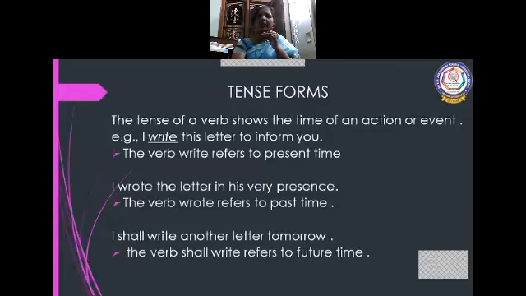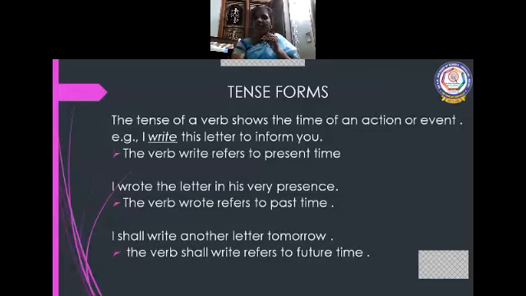I wrote the letter in his very presence. The verb wrote refers to past time. I shall write another letter tomorrow. The verb shall write refers to future time. So it is future tense. So how many main tenses are there? Three types. What are they? Present tense, past tense and future tense.